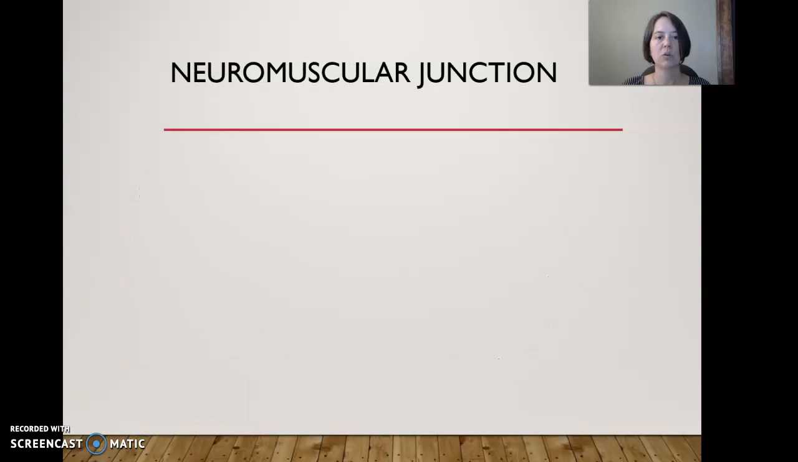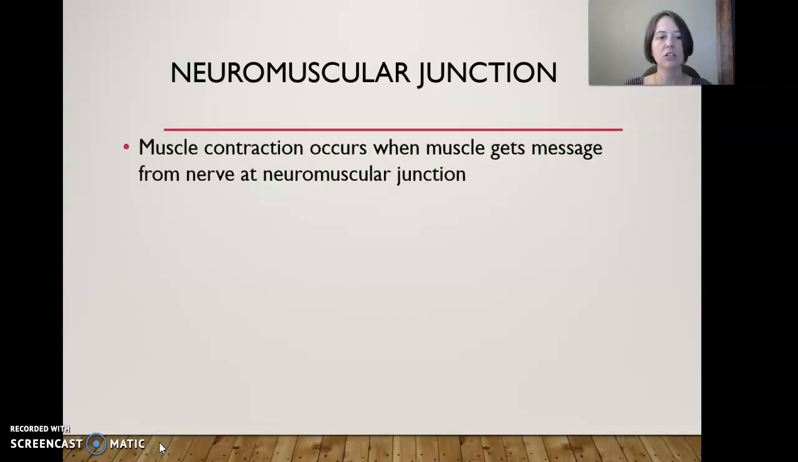So let's talk about what's going on at that neuromuscular junction. At the neuromuscular junction, the muscle contraction occurs when the muscle gets a message from the nerve. So please write that down.